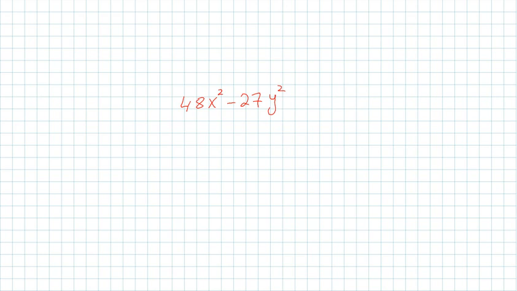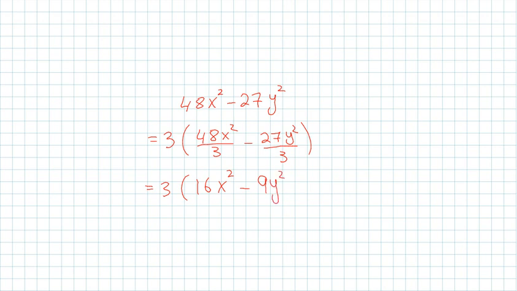So I'm going to take the 3 out and divide both terms by 3. What do you get when you divide 48 by 3? 16. And then 9y squared. Okay? So far, all I've done is the greatest common factor.